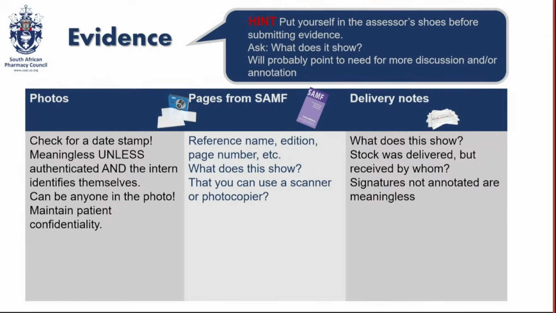So put yourself in the assessor's shoes or the moderator's shoes when you are submitting evidence. As I said, what does it show? Tell us the story. How is your evidence relating to the competency? Is it showing competence? And will you be able to pass off that?